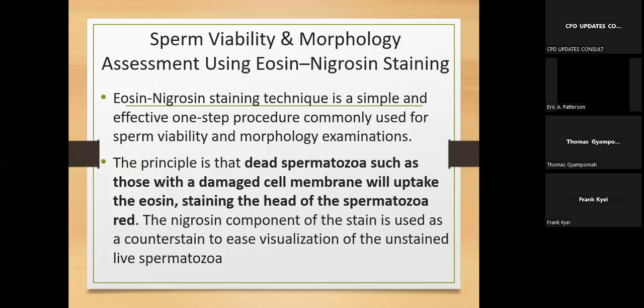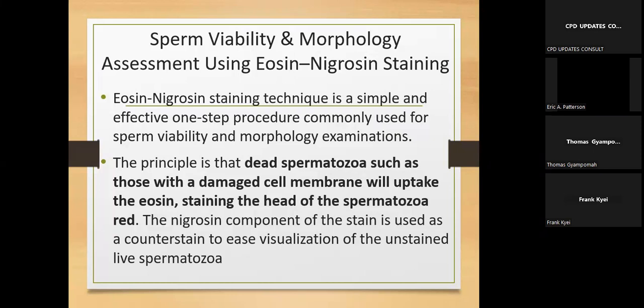Sometimes people call it the dead or alive stain, because when you use the eosin nigrosin stain, it helps you check the viability, those that are dead or alive, and also helps you identify the shape of the sperms. And it is very, very simple. Any one of us can do it in the lab.